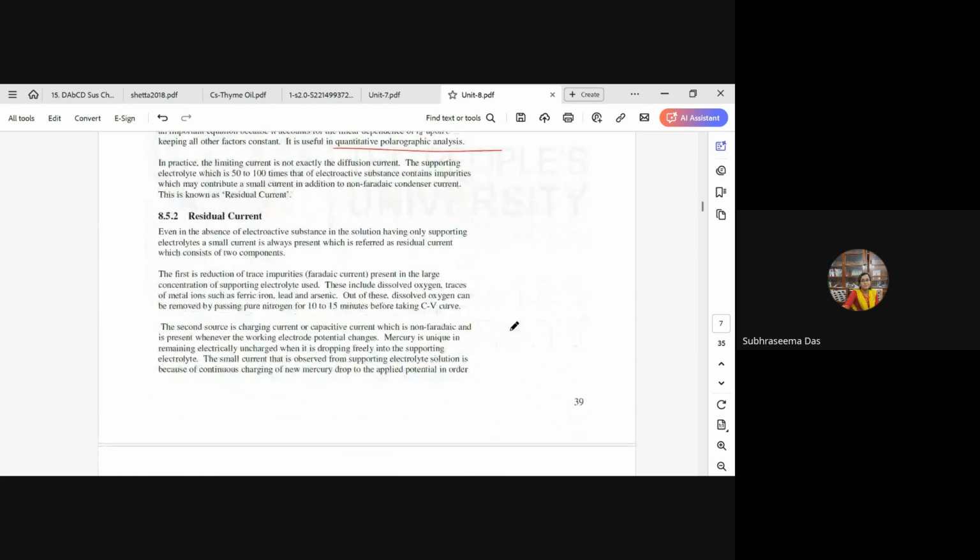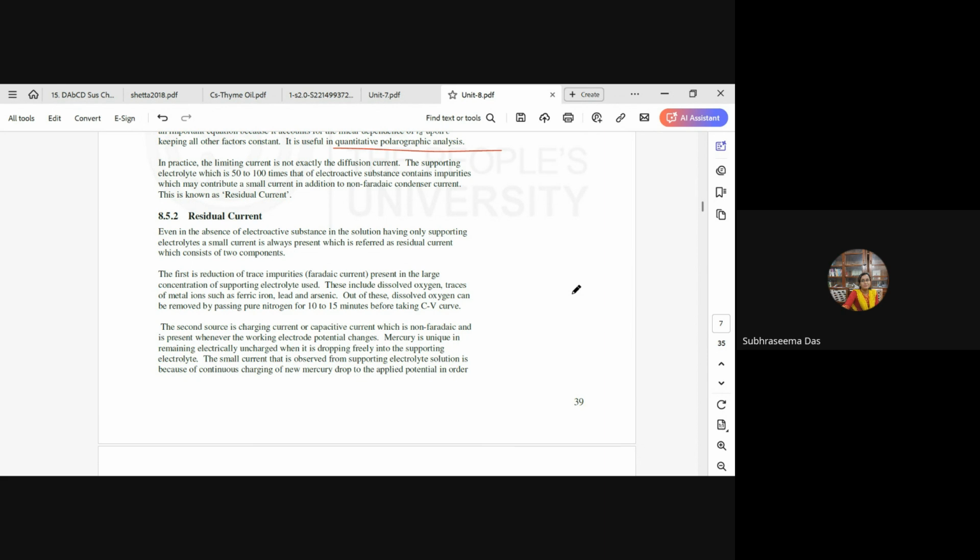Then coming to residual current. Even in the absence of electroactive species, a solution that has only supporting electrolytes allows a small current to pass through it, and these are called residual currents. A residual current usually contains two parts. The first is the reduction of trace impurities, or the Faradaic current, present in the large concentration of the supporting electrolyte. These include dissolved oxygen and traces of metal ions such as ferric iron, lead, and arsenic.